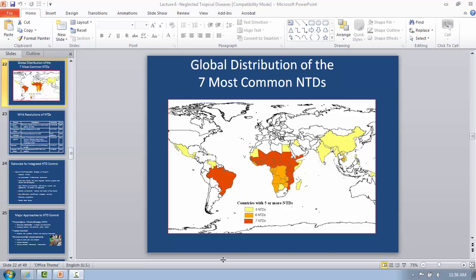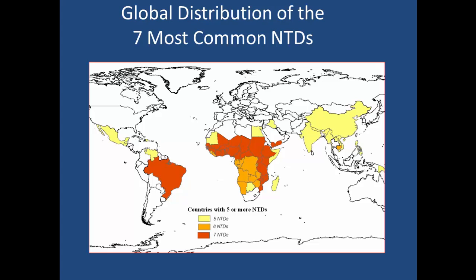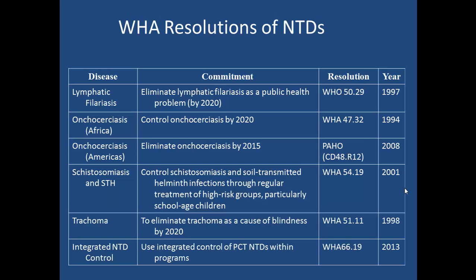And it's these control programs that are going to be the main focus for elimination of these 7 different diseases. So the control programs actually started from the World Health Assembly, which is an organization within the World Health Organization. Basically, it's an assembly of countries that set the goals for different diseases, different health issues.